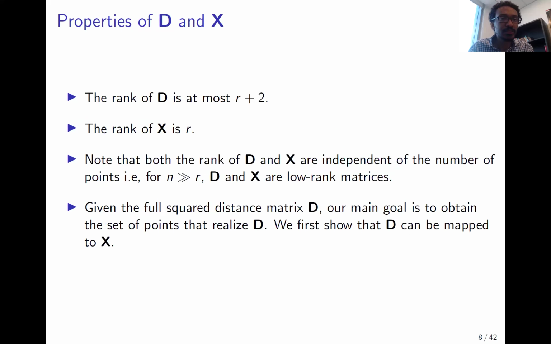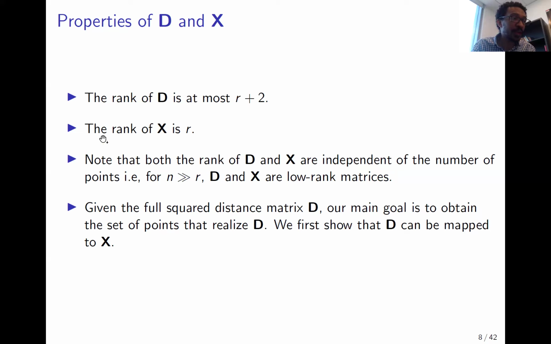Let's note a few facts about this problem, some properties of this problem. First, one can show, by using basic rank inequality, that the rank of D is at most r plus 2, the rank of the squared distance matrix, and the rank of the Gram matrix is r. Why is this nice? Because irrespective of the number of points we have, if we have n much greater than r, both the Gram matrix and the squared distance matrix are low-rank matrices, and this property is typically leveraged in optimization problems by imposing low-rankness on the D and X that we want to reconstruct.